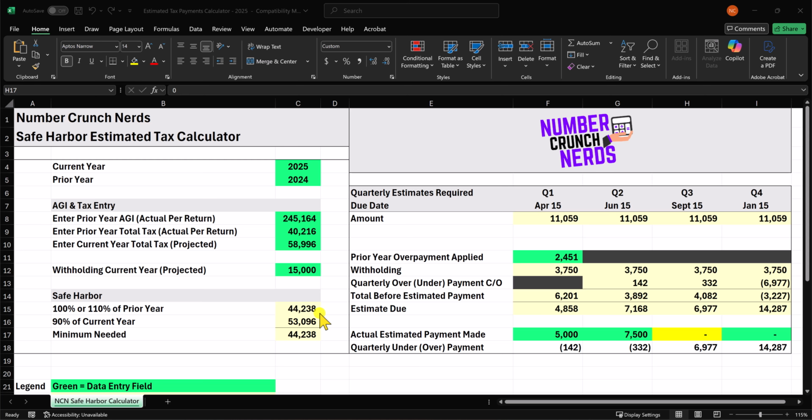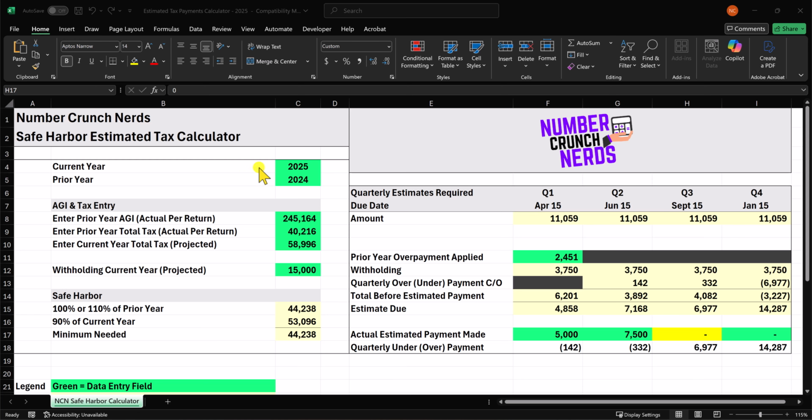Okay, but now what about the other safe harbor method? The other safe harbor method is based on a current year projection. So if we go right up here, enter the current year's total tax, the projected amount for the current year, because after all, if this is 2025, the current year, well then the current year is not over as of the recording of this video. As of you watching this video, if you're watching it in 2025, then 2025 is not over.